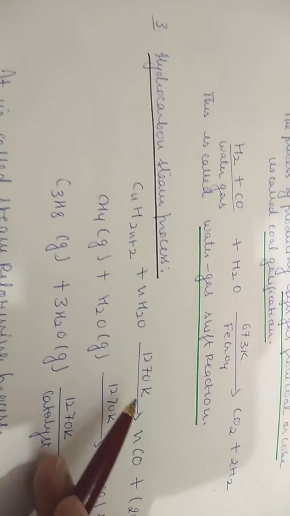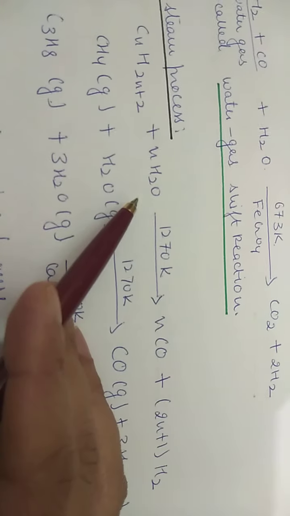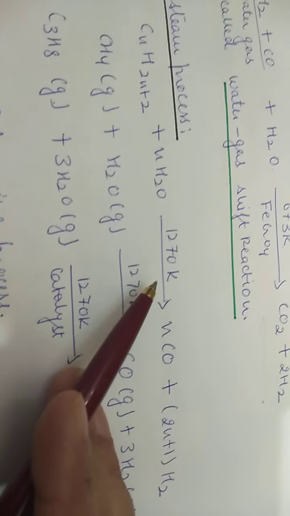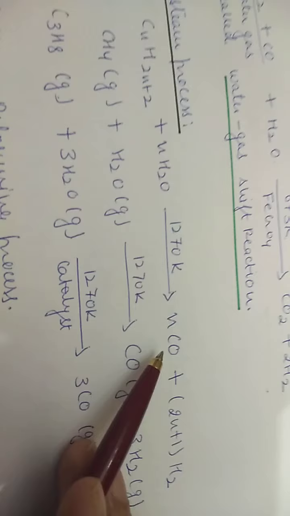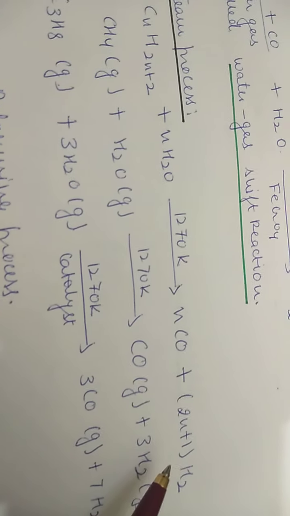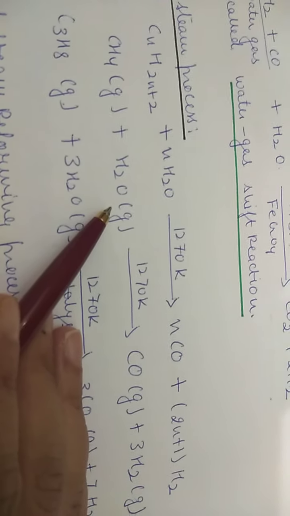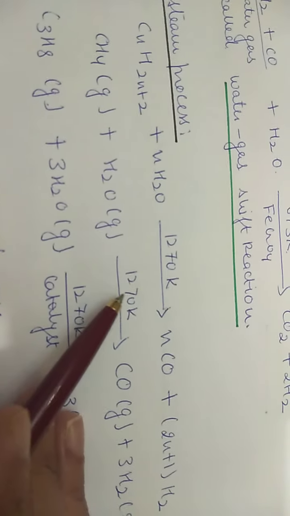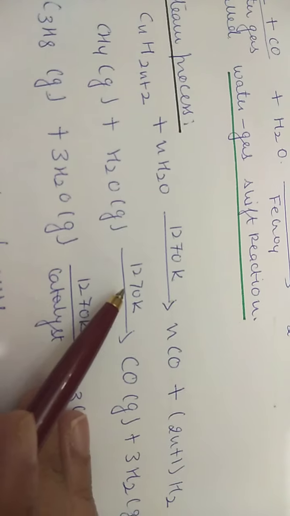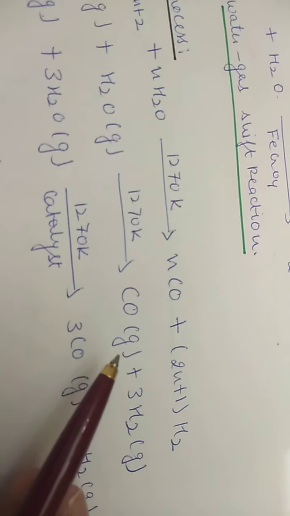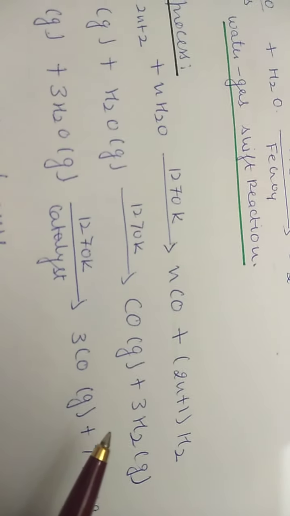The next method is the hydrocarbon steam process. When hydrocarbons are subjected to steam at 1270 degrees Kelvin, we get carbon monoxide and hydrogen. You can take methane as an example, subjected to steam. 1270 degrees Kelvin is the temperature. We get carbon monoxide and 3 molecules of hydrogen.